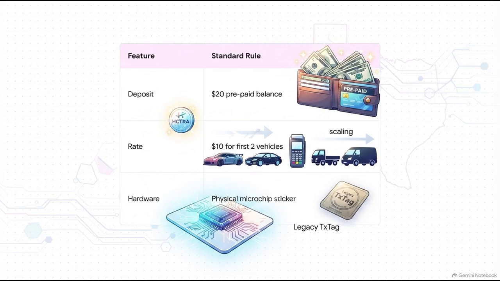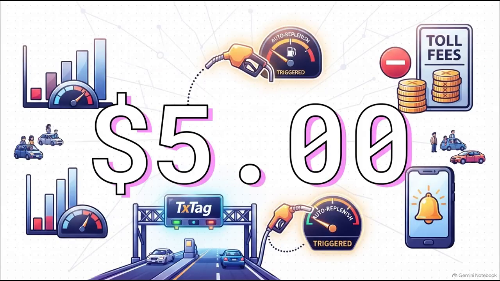But hey, the really great news is that your existing legacy TxTag sticker will keep working perfectly on all compatible toll roads. Now, I want you to memorize this exact dollar amount, $5. Auto-replenishment is automatically triggered when your prepaid balance falls to or below $5, which is basically 25% of the minimum required balance. It is absolutely crucial to understand this.